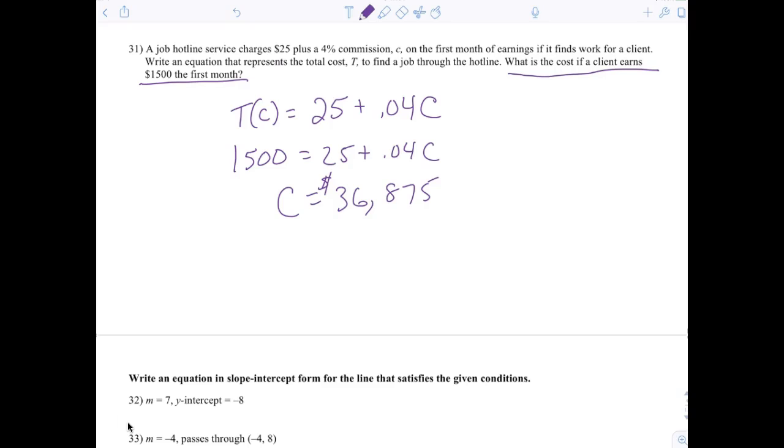Maybe I wrote it wrong. Let me look and see. So it charges $25 plus a 4% commission on the first month's earnings. Okay, that's my mistake. On the first month's earnings, I was thinking it was the cost. Thank you very much. So it shouldn't be 0.04 times C. It'd be this C is the actual what? Earnings.